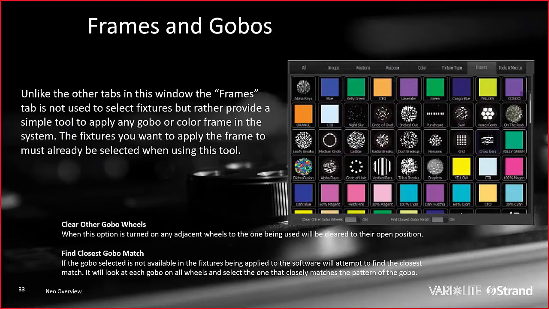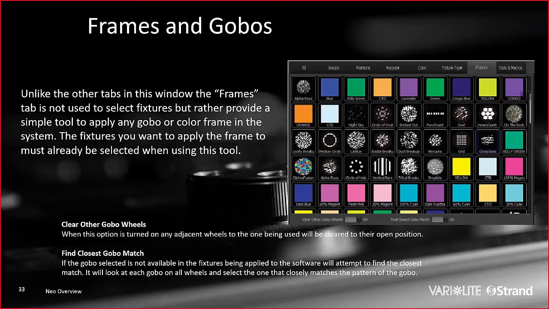Another reasonably new, very intelligent window is our frames and gobos. So this is unlike any of the other tabs, where it provides you a window into all wheeled items in your rig. So this example on screen is showing you different color wheels and what the colors are from different types of fixtures. Same thing with gobos, right? This is basically a list of a graphical view of all gobos available across all types of fixtures.